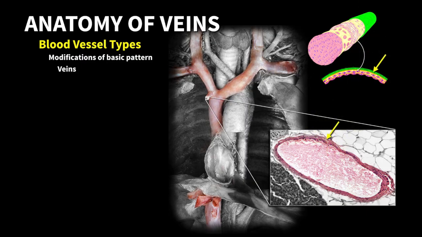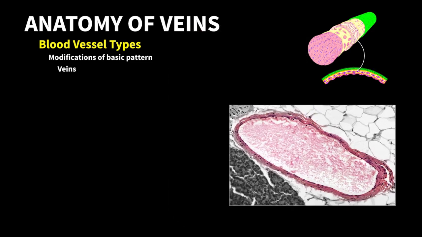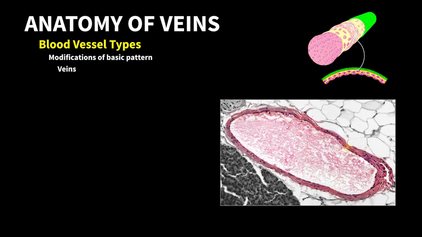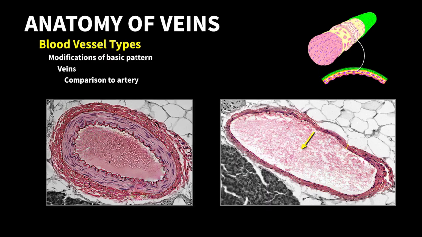Note that the thickness of the vein wall forms a very small proportion of the vessel's total diameter, but the vein has a large internal lumen capable of holding more blood. For this reason, veins are called capacitance vessels because of their ability to hold large capacities of blood. Compare this to an artery of the same size and note the differences.